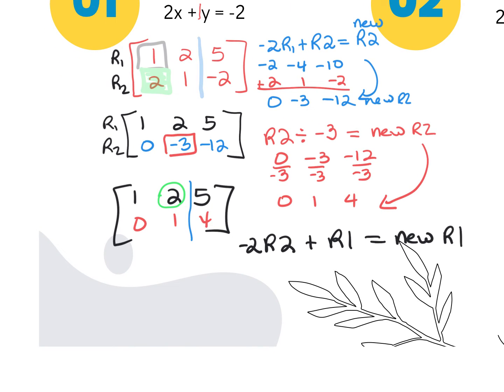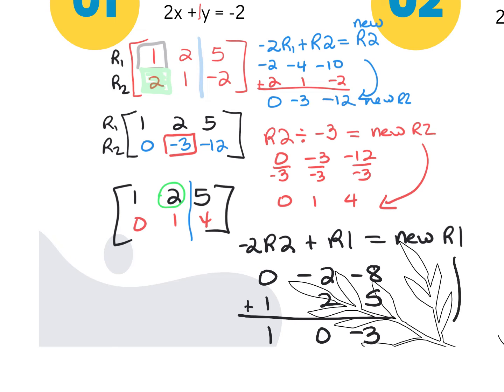So -2 times row 2 gives me 0, negative 2, negative 8. I'm adding that to row 1: 1, 2, 5. And then I end up with 1, 0, negative 3. That's my new row 1. So 1, 0, negative 3. Row 2 did not change.